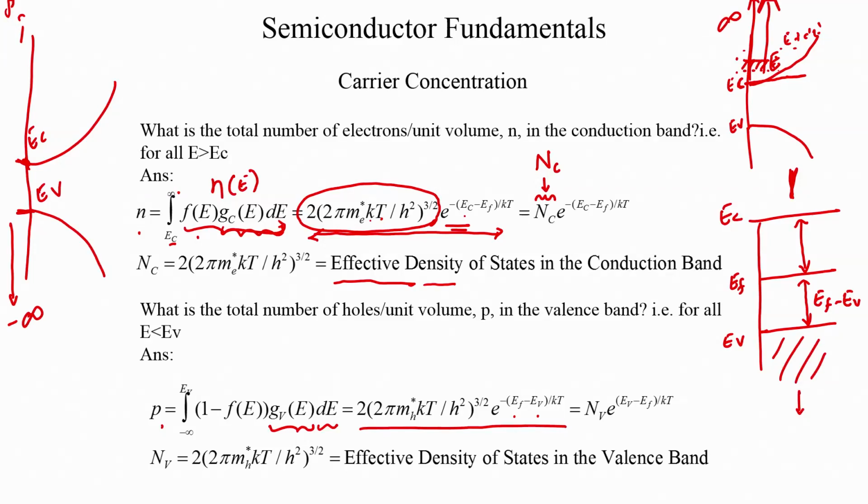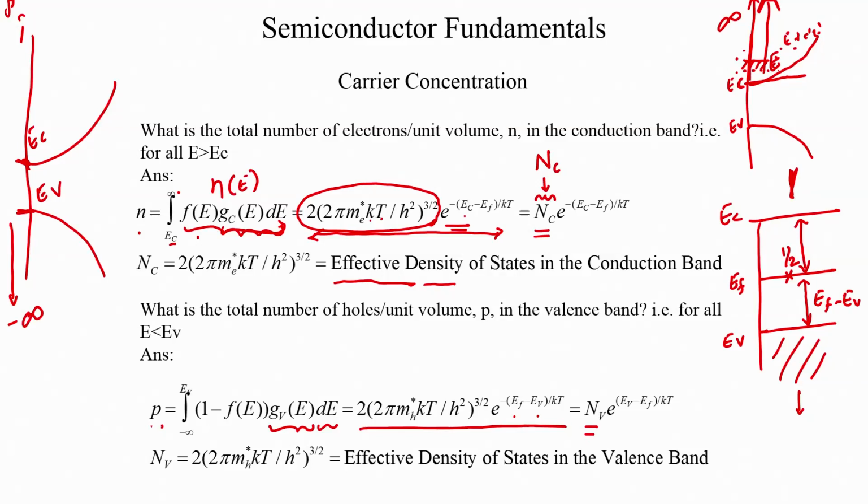Once again, why? Because 1 minus f of E will start to get a lot smaller if this gap starts increasing. And all this happens because f of E has to take a value of half at E F. So, if I move E F around, I change the probability of occupancies in the states above E C and below E V. Now, just like we defined an effective density of states in the conduction band, we can define an effective density of states in the valence band, which is called N V.